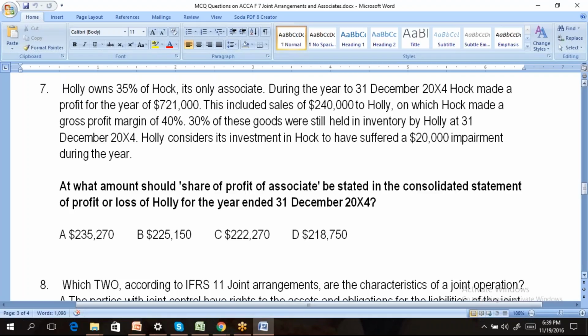Now we have to look at this intercompany part. They had a sale of 240,000, right? The associate company sold to the parent company, Holly, 240,000. On the 240,000, they would have made a profit margin of 40%. So 240, 40% is their profit margin, and 30% was still in inventory. So the provision for unrealized profit is 240.